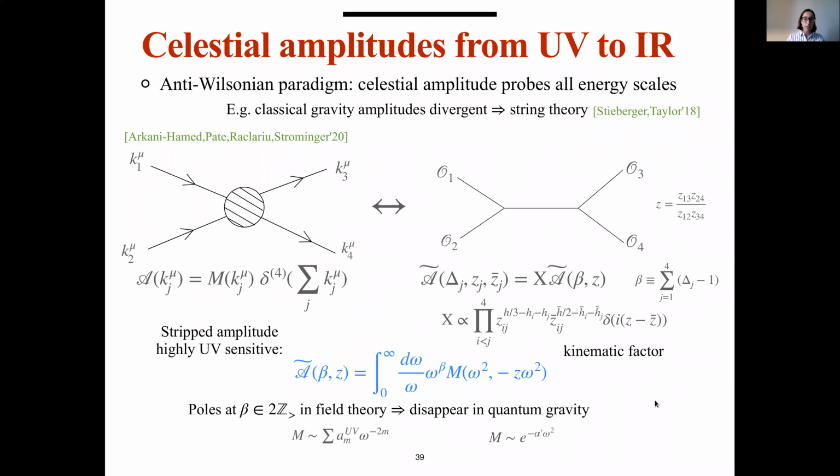And so there's, first of all, an interesting UV sensitivity to amplitudes in field theory. But then also when we go to quantum gravity, certain singularities get resolved. And so this shows that celestial amplitudes are very nice for looking at analytic structures of amplitudes.